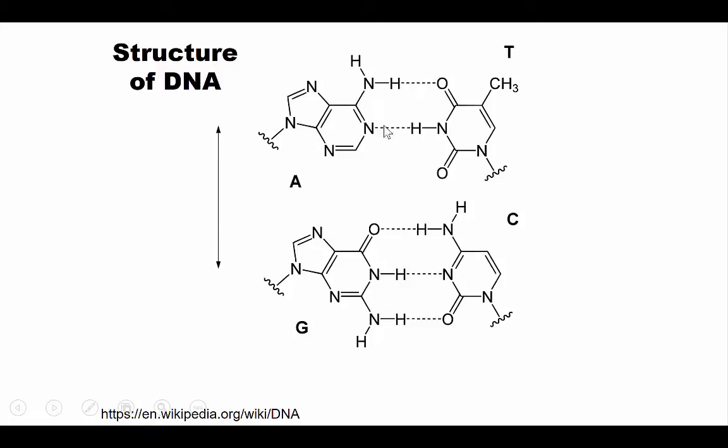The distance between these base pairs, which are parallel to each other, is approximately 3.4 angstrom. One turn is composed of about 10 base pairs, so the total length should be about 3.4 nanometer. And the diameter of this double helical structure is a little bigger than 2 nanometer.